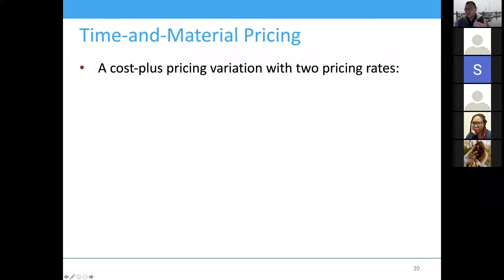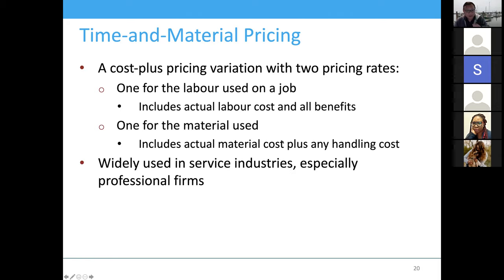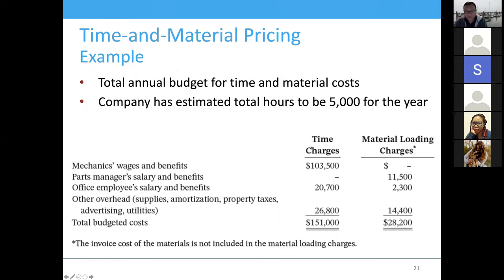And so then how am I going to set up the price? So this gives us some ideas. You want to figure out the two rates. One is for the labor used on the job, okay? The other one is the rate for the materials used, okay? So that's basically the two ideas, right? Okay, so mostly this approach is used for the professional firms, okay? So here's one example, okay?